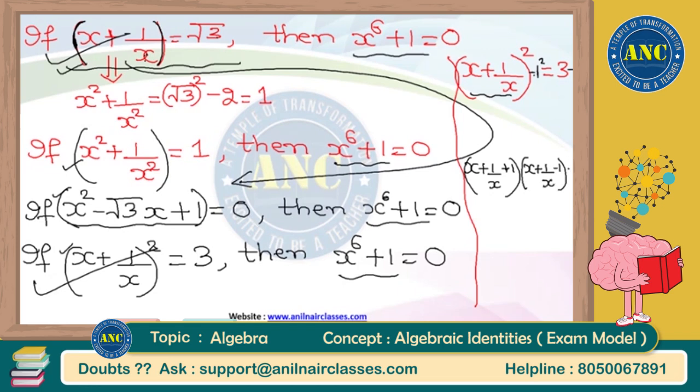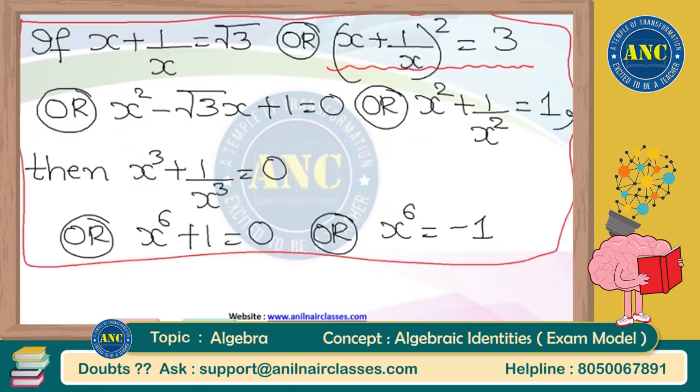The right hand side is nothing but 3 minus 1, which is how much? 2. That means this is another way of writing an if condition. Like that they can ask in so many ways. If you want, I will just include it here itself, sir. In the if condition itself, another way is x plus 1 by x plus 1 into x plus 1 by x minus 1. If it is equal to 2, then x cube plus 1 by x cube is equal to 0, or x power 6 plus 1 equal to 0, or x power 6 is equal to minus 1.